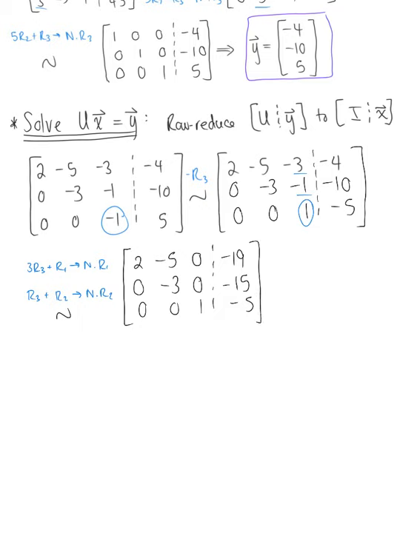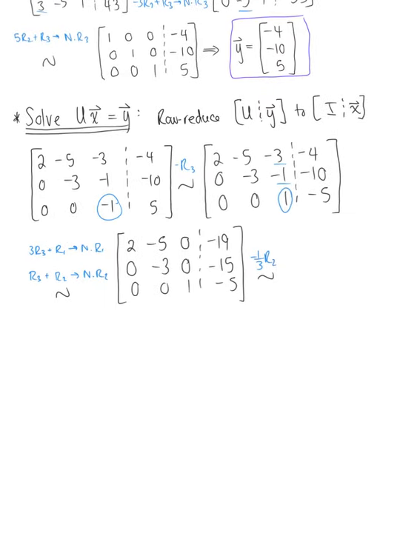And we notice we have a scalar multiple here in our second row. So let's scale this by a factor of 1/3. So we are left with 2, -5, 0, minus 19, 0, 1, 0, positive 5, 0, 0, 1, -5.